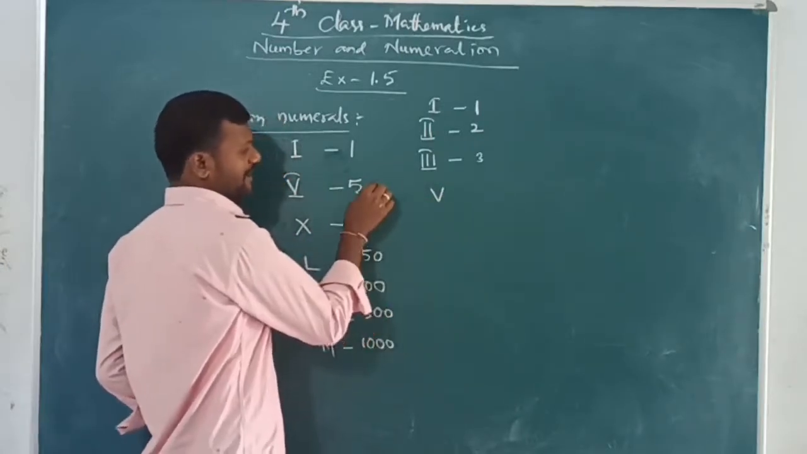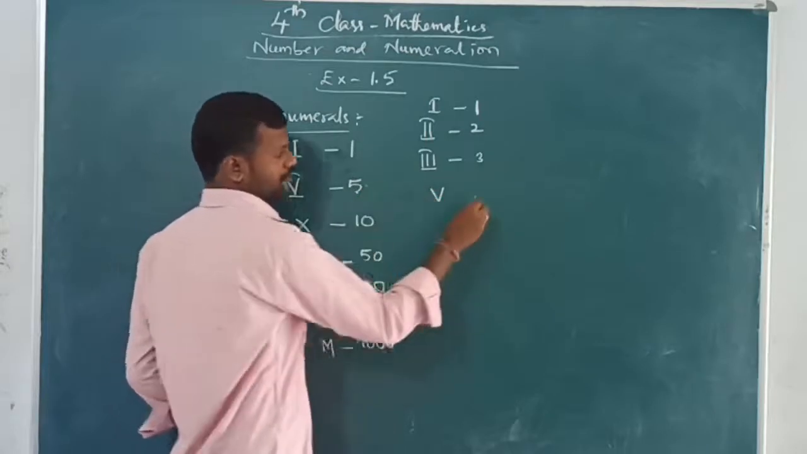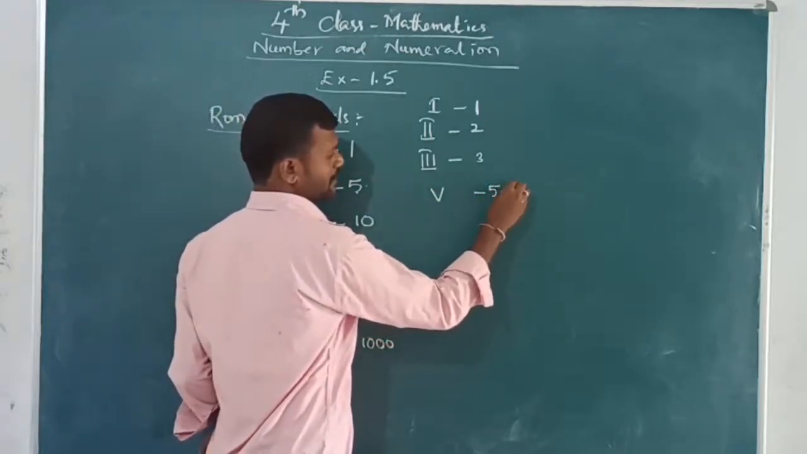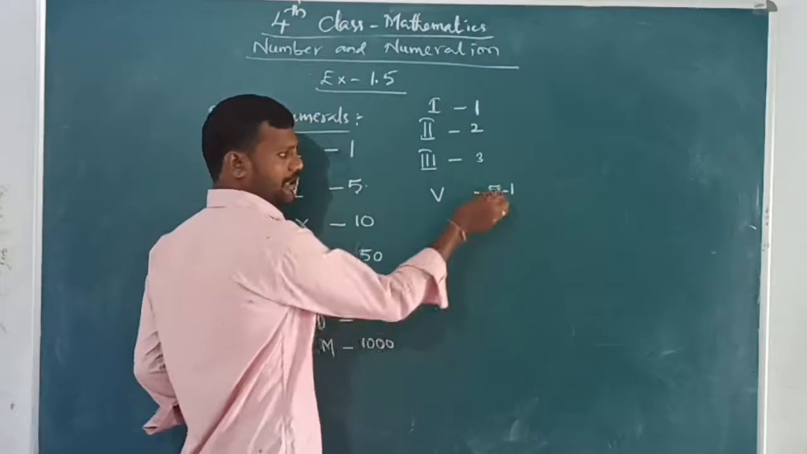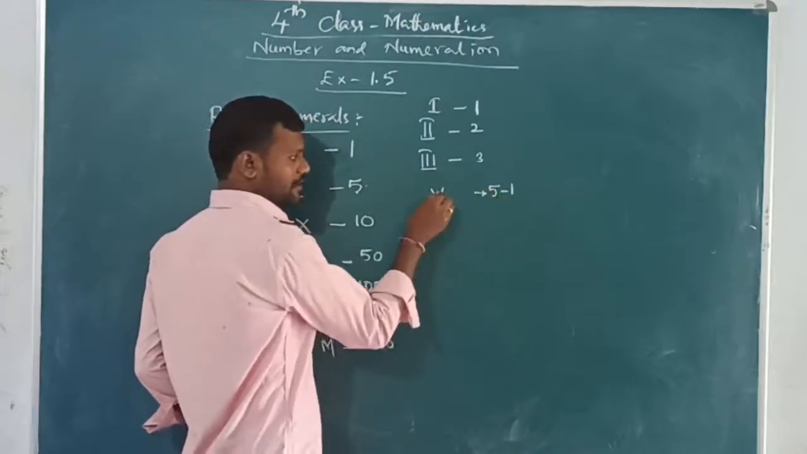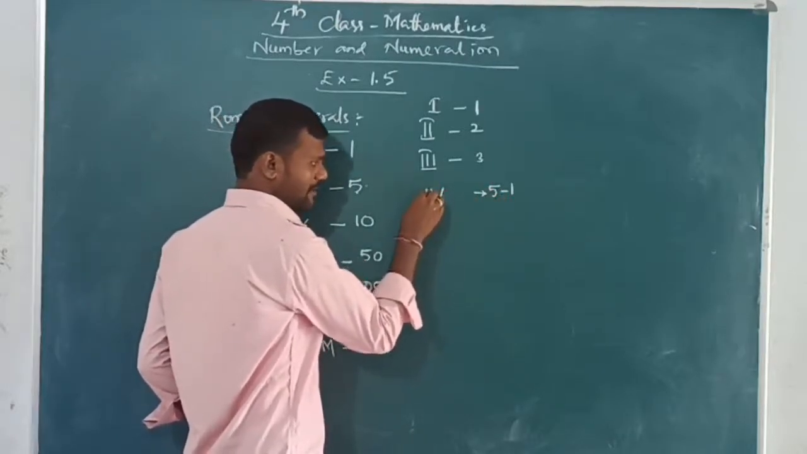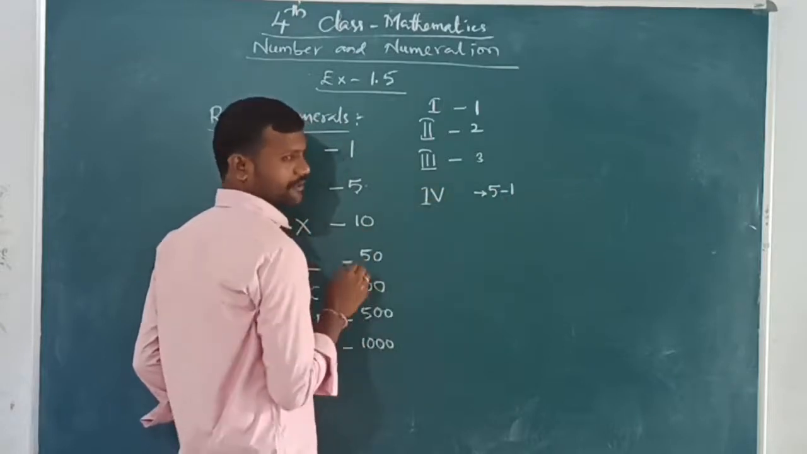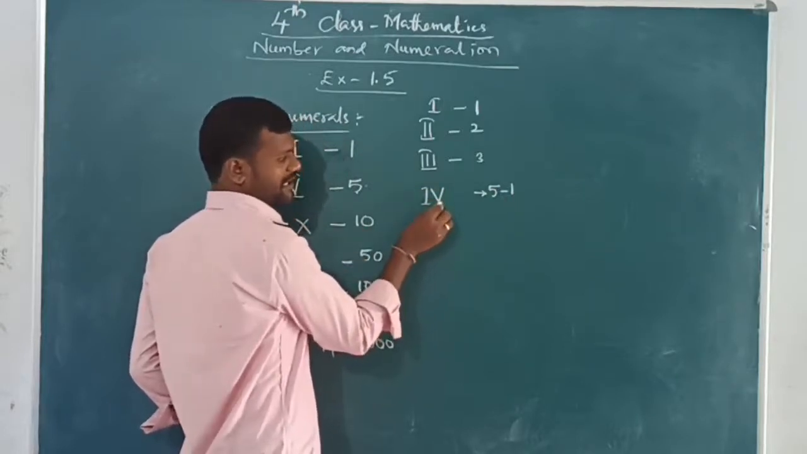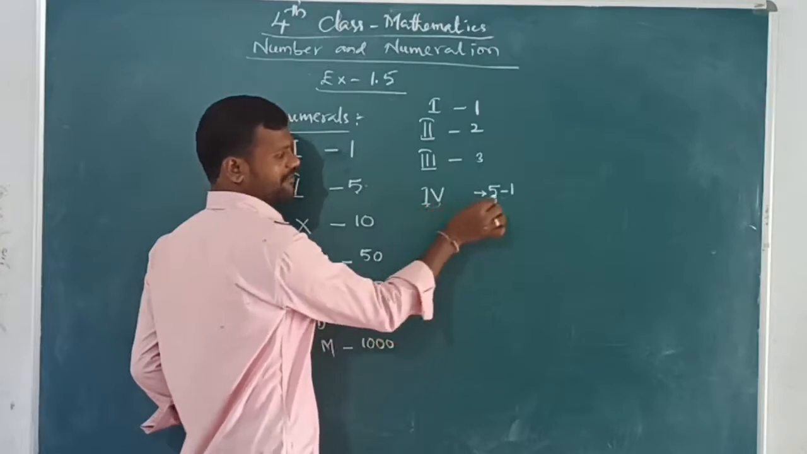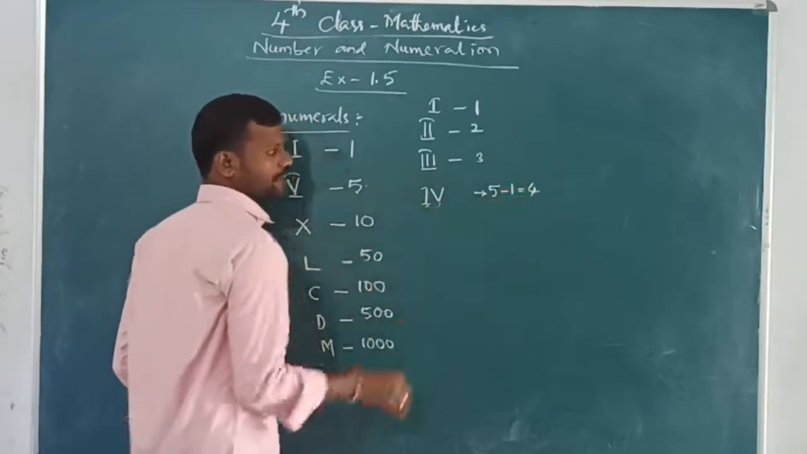And from 5, if you subtract 1 you will get 4. So from 5 you have to write minus 1. How can you write minus? If you write the smaller number first, before the bigger number, then we have to subtract. So its meaning is 4.